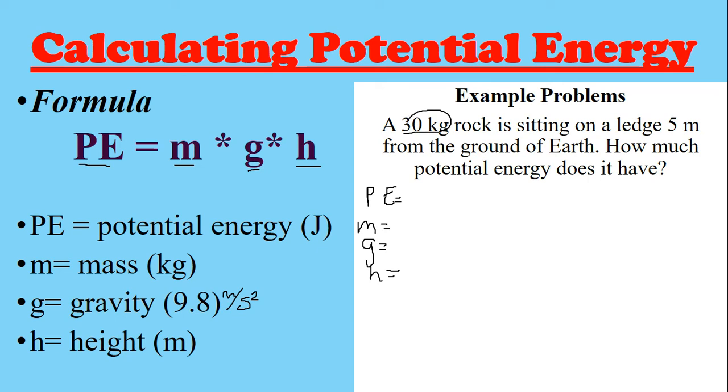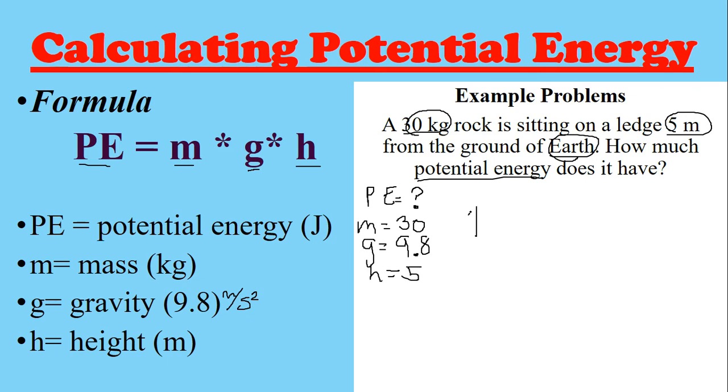All right, let's read the problem. It says a 30-kilogram rock is sitting on a ledge 5 meters from the ground on Earth. How much potential energy does it have? So what are you trying to find? You're trying to find potential energy. So go ahead and leave a question mark there. m is the mass. Its unit is kilograms, so that's 30. g is gravity. What planet are we on? Earth. If it doesn't say what planet, just assume Earth. If you're not wanting to use 9.8 for gravity, the question would give you a new gravity. And height is in meters, and that is 5.